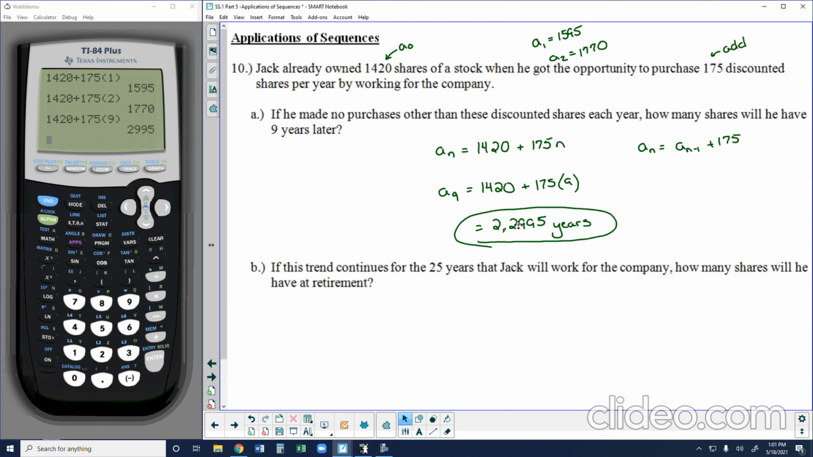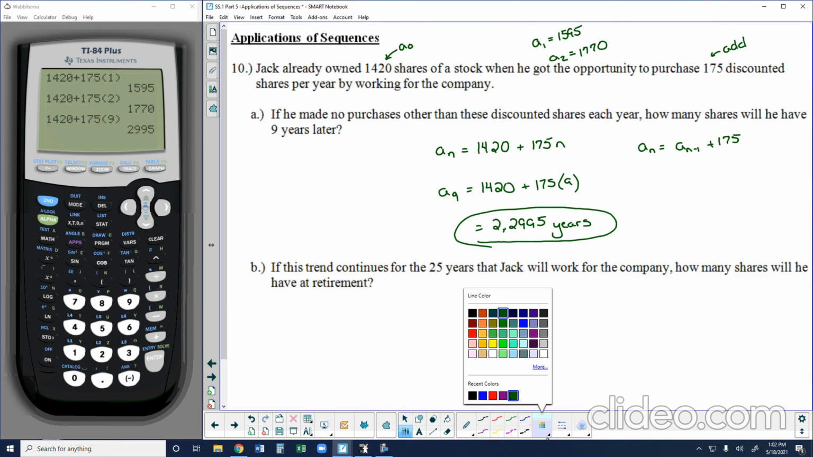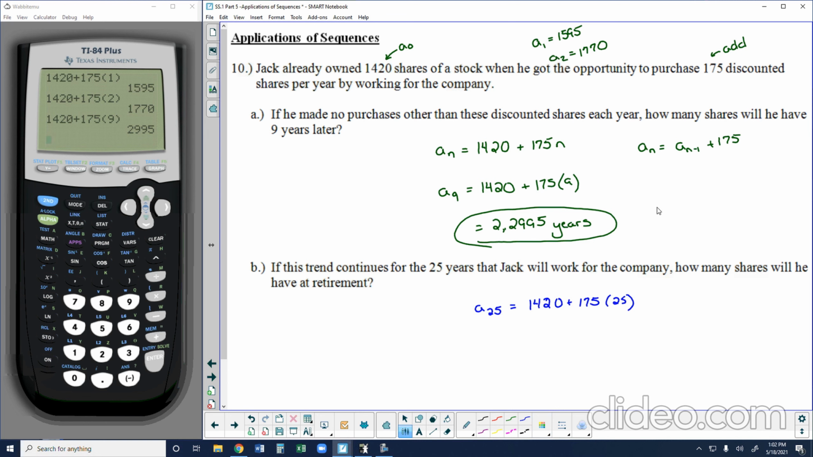So where this is important for us is problem A would be not too bad to figure out his shares 9 years later. We just add 175 9 times if we did it recursively. But in part B, it says if this trend continues for 25 years that Jack will work for the company, how many shares will he have at retirement? So let's try to avoid using the recursive here, because if we wanted to figure out the 25th year, we would have to add 175 25 times. It works, but it's a little bit easier here to use the general formula that we created, where we can substitute in 25 for n.